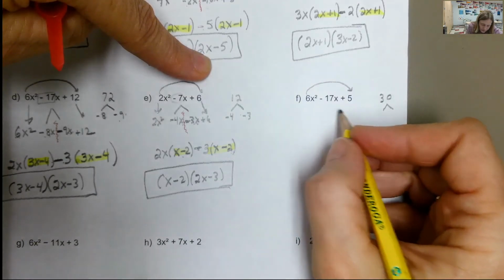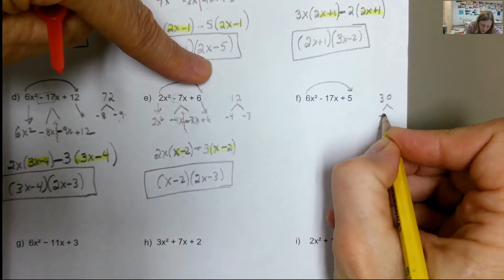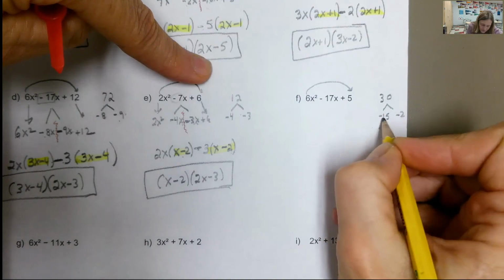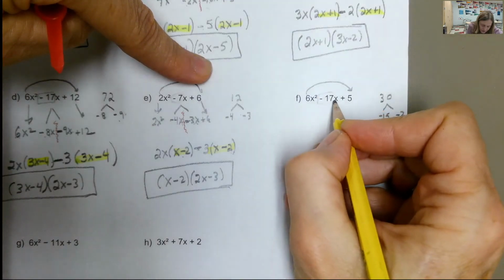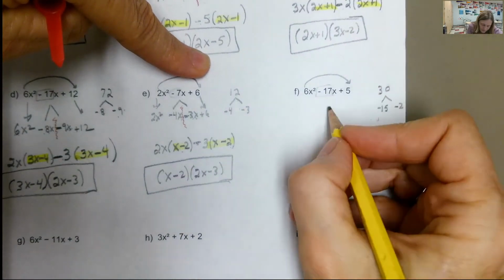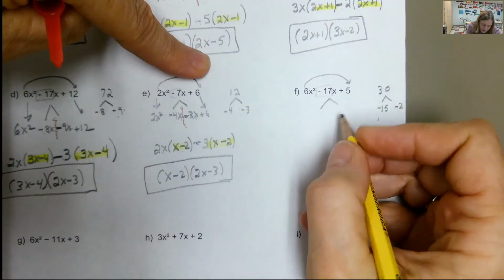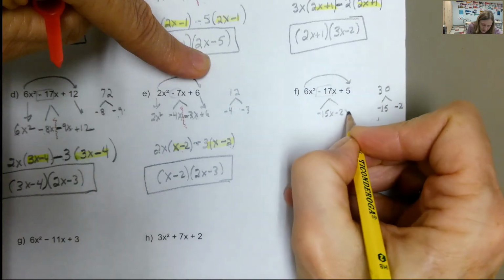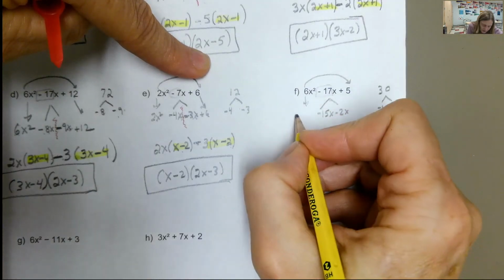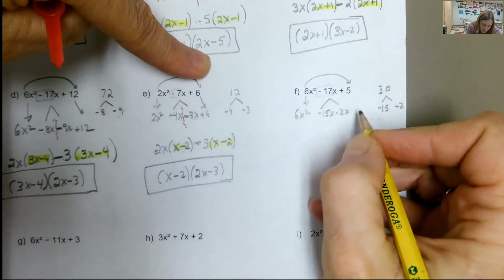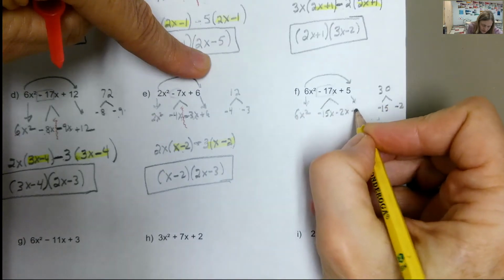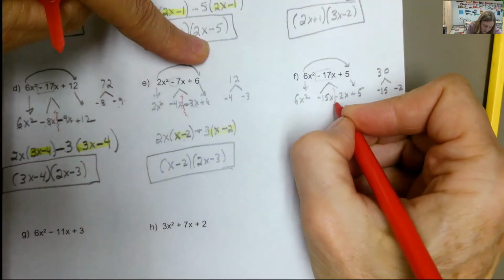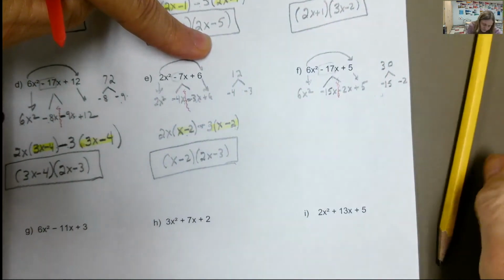Well, 30 is 15 times 2. But positive 30 is negative 15 times negative 2, because this has to add up to a negative 17. So when you split the negative 17x into negative 15x minus 2x, drop down the first term, 6x squared, drop down the positive 5, and you have 4 terms to do factor by grouping with.